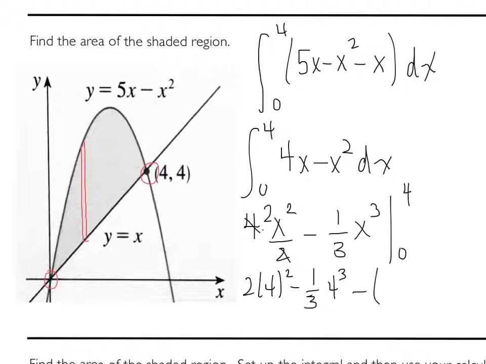And then when we evaluate this polynomial at 0, we're going to get 0. So our area is going to be 16 times 2 is 32 minus 64 thirds. And 32 minus 64 thirds is 32 thirds.